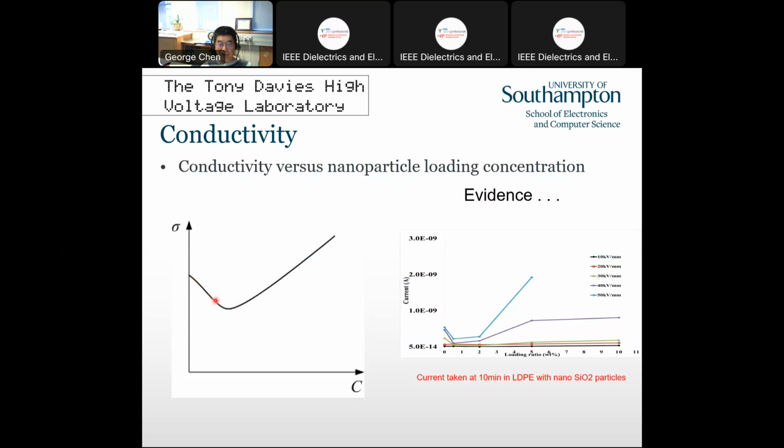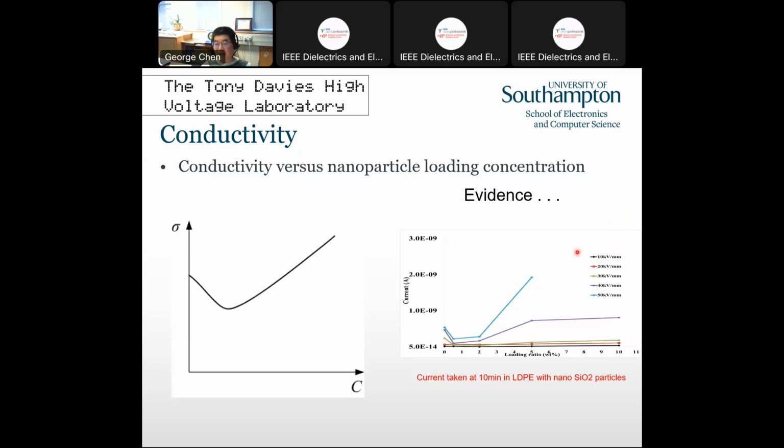Initially at a lower concentration, we see this charge separation, therefore blocking the charge movement and leading to a lower conductivity. But when we go to a higher concentration, the tunneling effect comes into play, and that increases the conductivity further with the concentration. The experimental evidence we observed in low density polyethylene filled with silicon oxide particles clearly shows that trend. At a lower field, where the injection is less, the effect is barely visible. But once you increase the field to 40 and 50 kV per millimeter, we clearly see this behavior. And at the high field, when we go to 10% concentration, we actually see the breakdown.